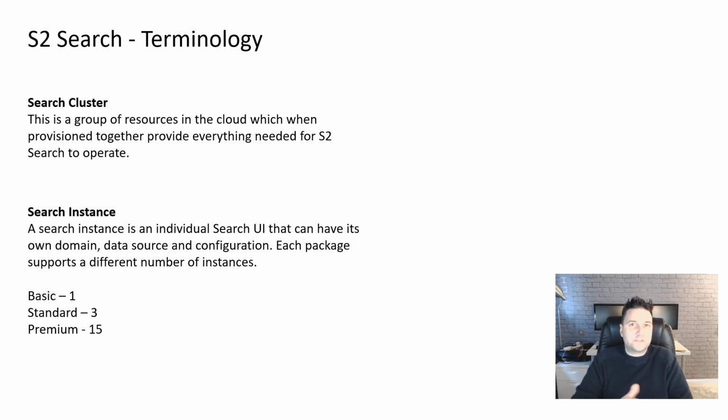Each one of those instances can be managed independently in regards to the way they look, their data sources, and their individual URLs. So if you had that requirement, then standard would be the best one for you because you get 3 instances. On the basic package, you get 1 search instance, standard 3, and on premium you can have up to 15. So that's basically what I mean by the terminology. Let's have a look at the infrastructure in a little bit more detail, and I'll explain what each of those resources are and what they do.